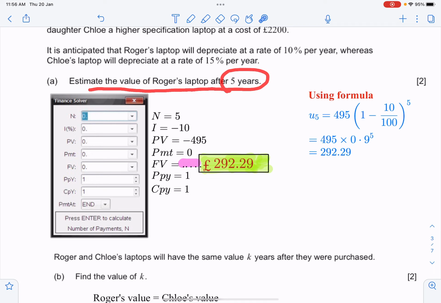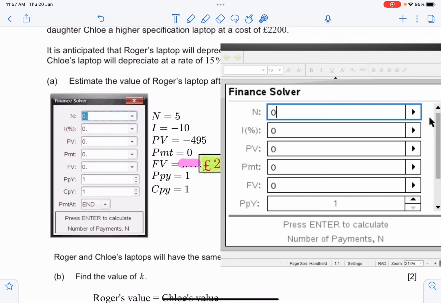Okay, so the first part says estimate the value of Roger's laptop after 5 years. Okay, at the end of 5 years, of course. So we have to find the future value. So we'll keep this field blank. So we will input N, I, PV, PPY and CPY. So look at my calculation in the calculator.